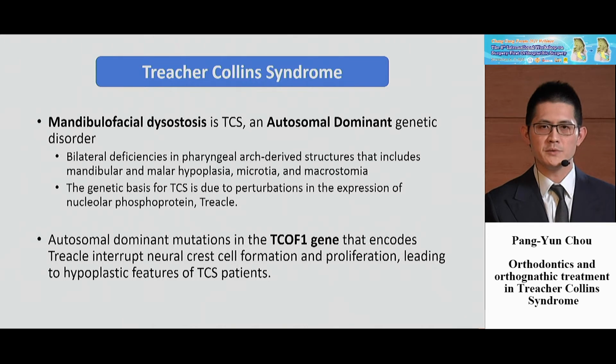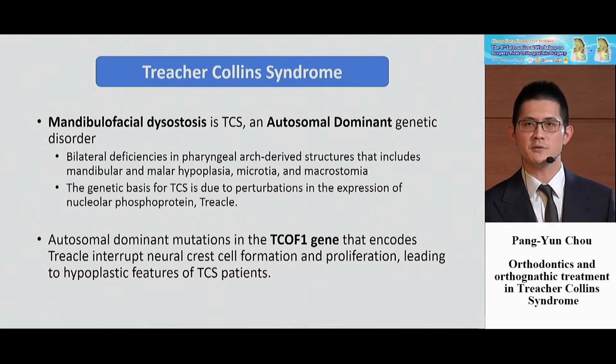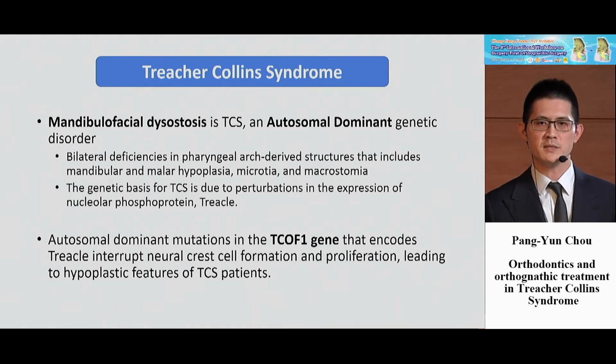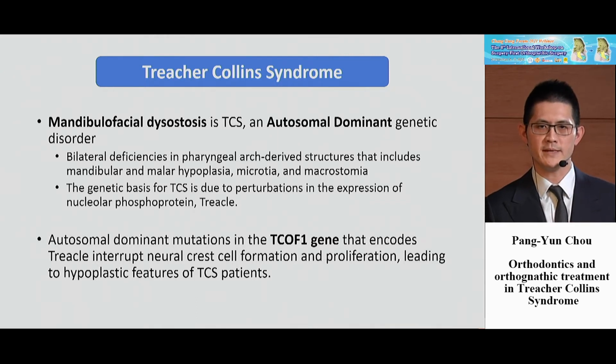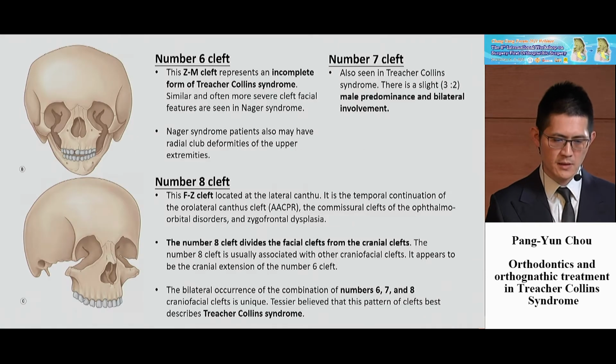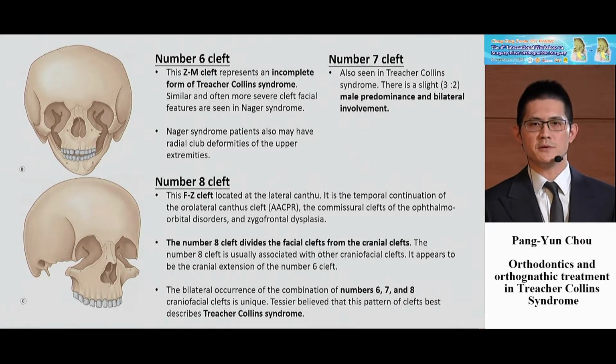I have to introduce this kind of congenital anomaly in these patients. TCS is so-called Treacher Collins syndrome. It's a kind of mandibulofacial dysostosis, a genetic disorder. It is shown as an autosomal dominant disorder, involving the TCOF1 gene. However, this is a very rare congenital anomaly.